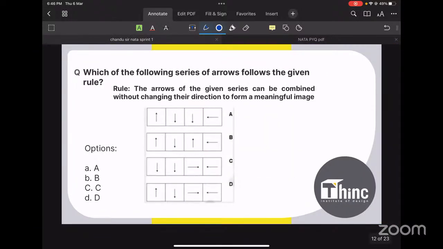So now coming over here, the arrows of the given series can be combined without changing their direction to form a meaningful image. We need to form a meaningful image. So how will you form that meaningful image? You can have a look. Just look at all the arrows. When we see an arrow, what comes into our mind? Arrow means direction. So this is north, south, south, east. North, south, north, east. South, south, east, west.